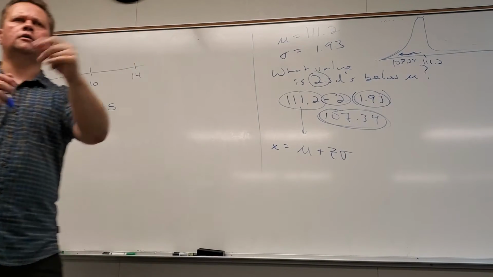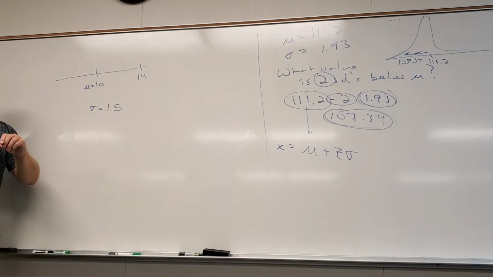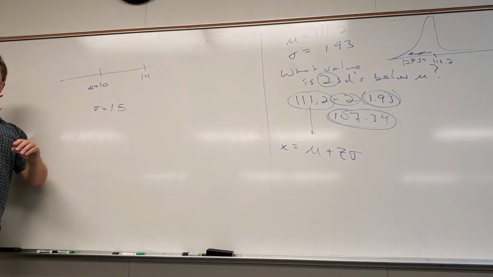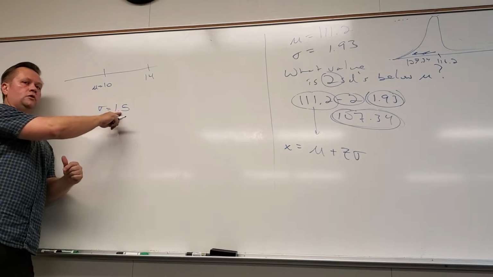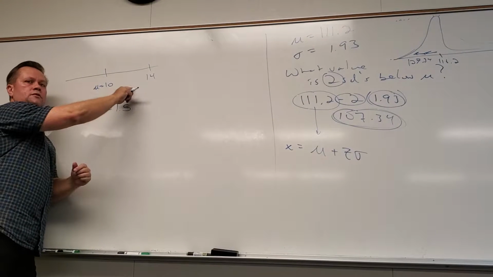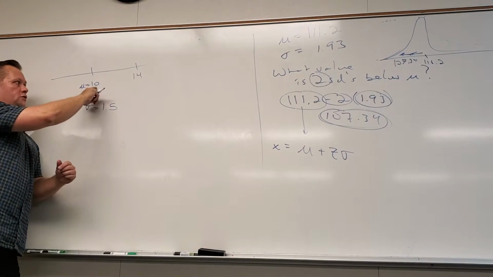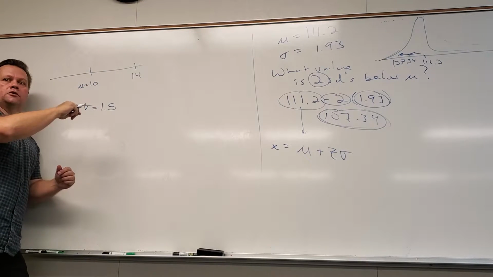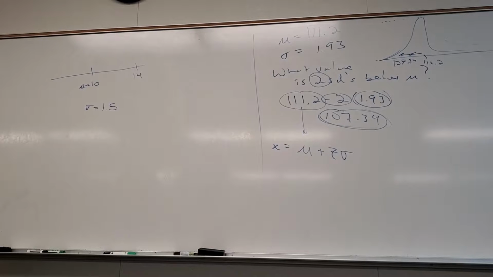How do you get that? Stay with me now. Every step is 1.5. So if I took two steps, where would I end up? 13. So I know it's a little bit bigger than 2. So that's not a bad guess. But how do I get it exactly?